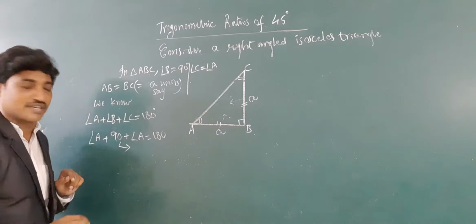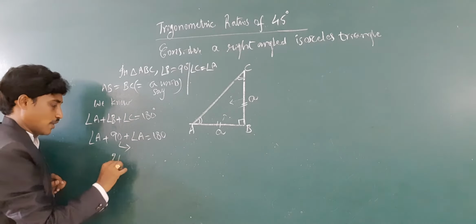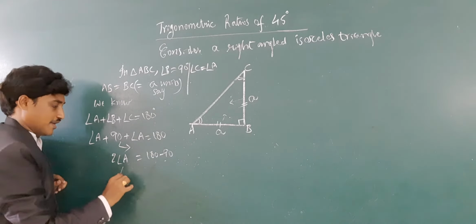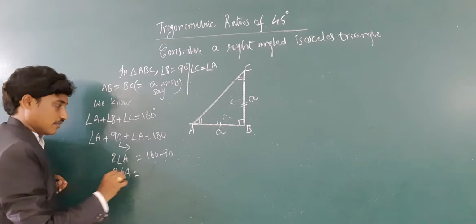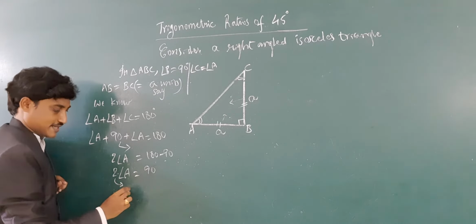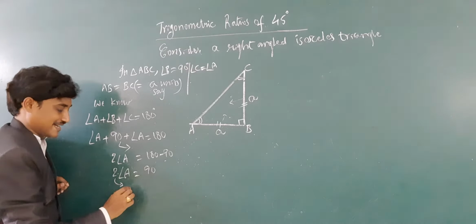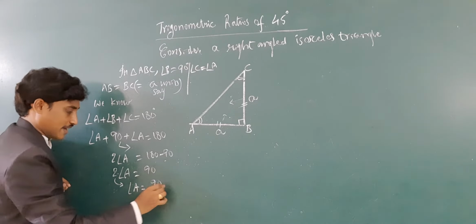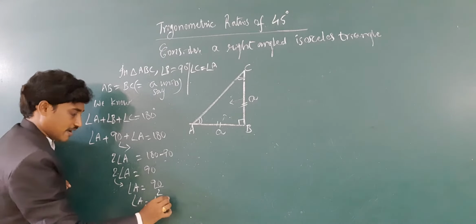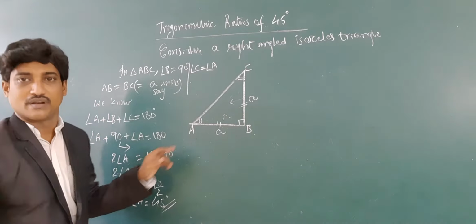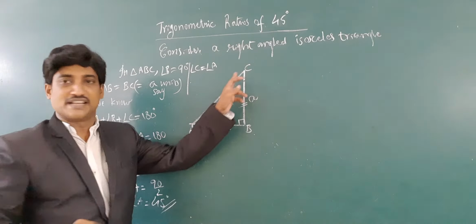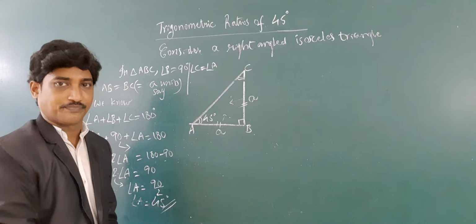Transpose 90 to the right. A plus A is 2 into angle A, equal to 180 minus 90, which is 90. Transpose 2 to the right, it becomes divided by 2, angle A is equal to 90 by 2. Half of 90 is 45. Angle A is 45 degree. Now we came to know angle A is 45 degree, angle C is also 45 degree.